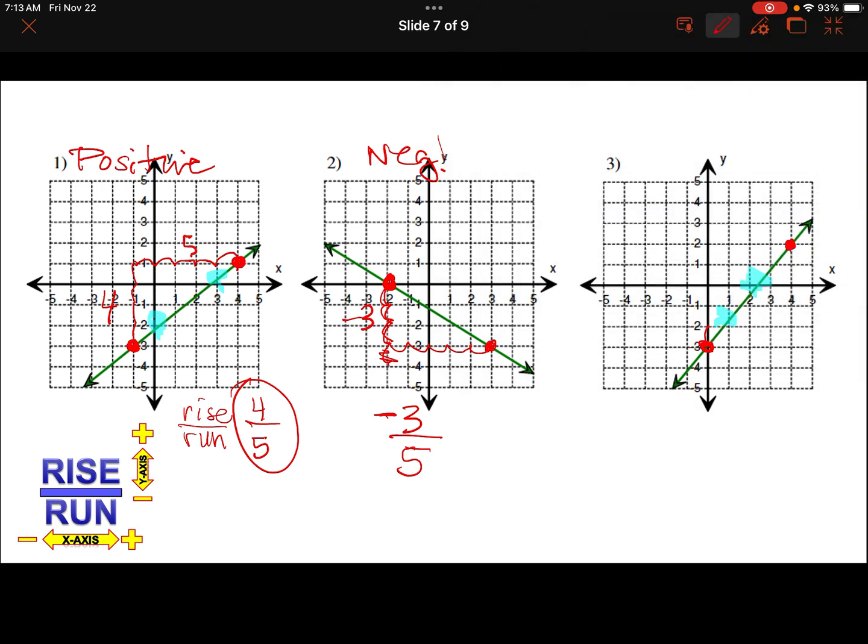Close as possible. Look all the way through. Here, I'm going to go up 1, 2, 3, 4, 5. And I'm going to go over 4. My slope here for number 3 would be 5/4.